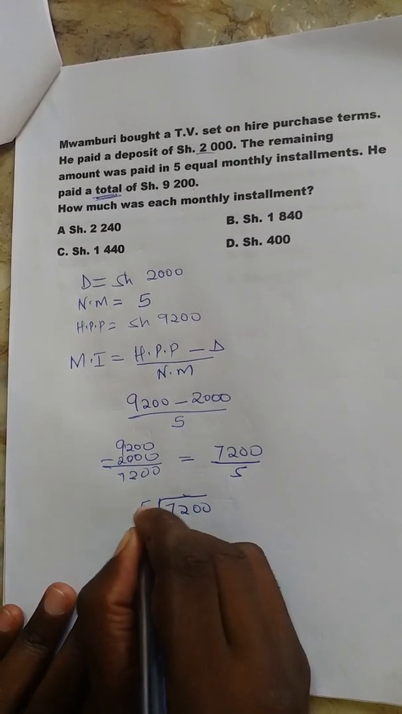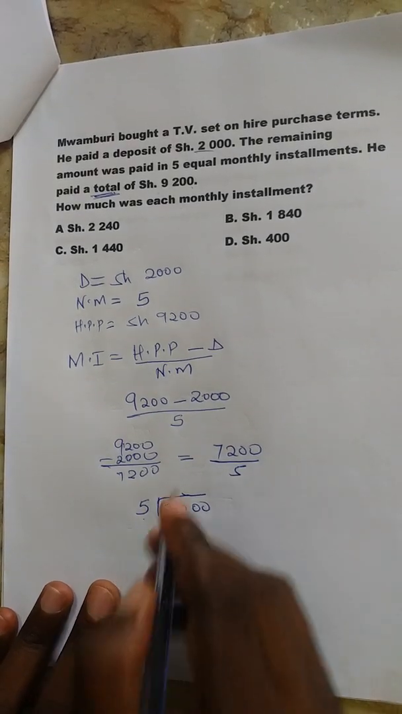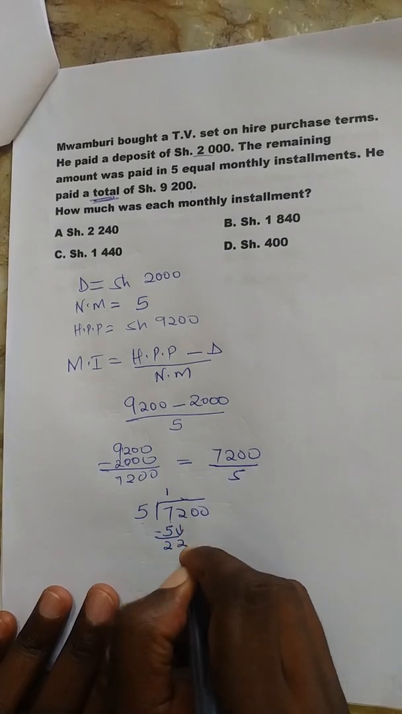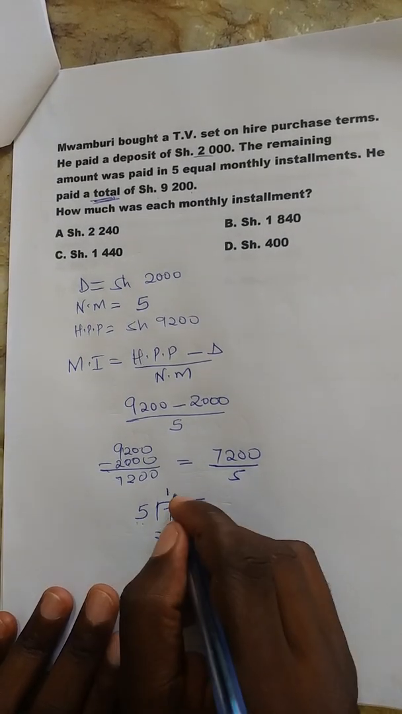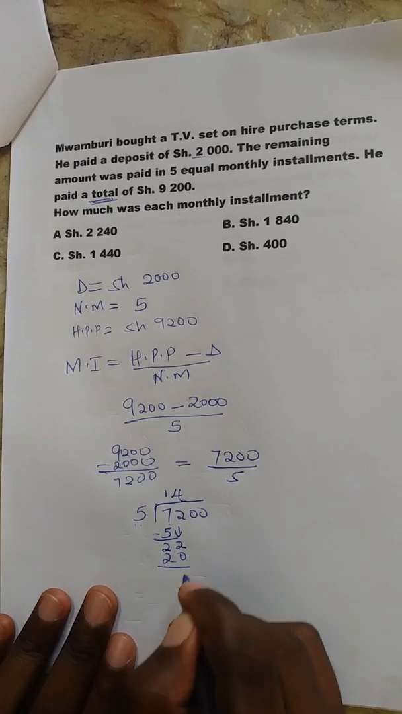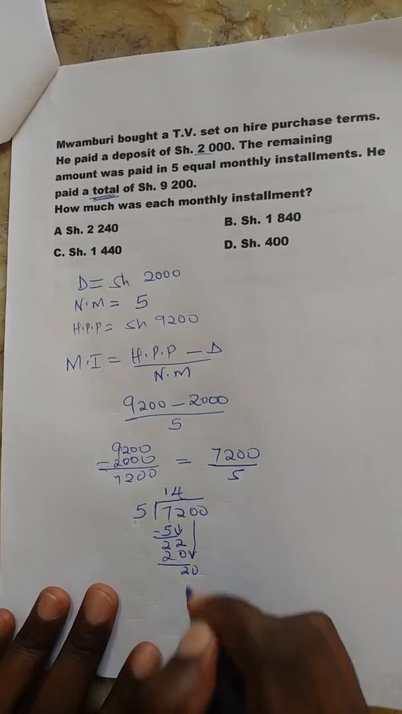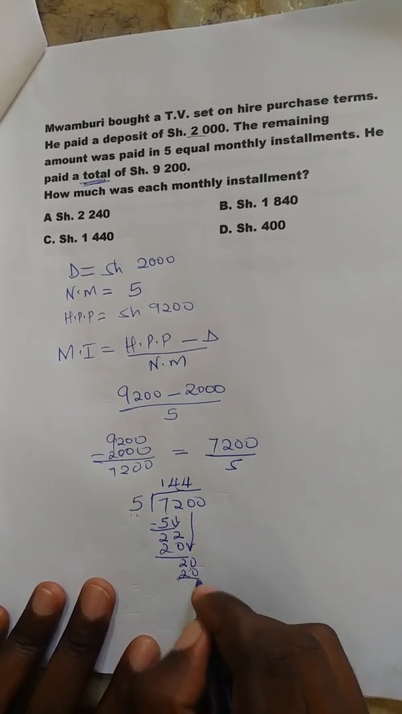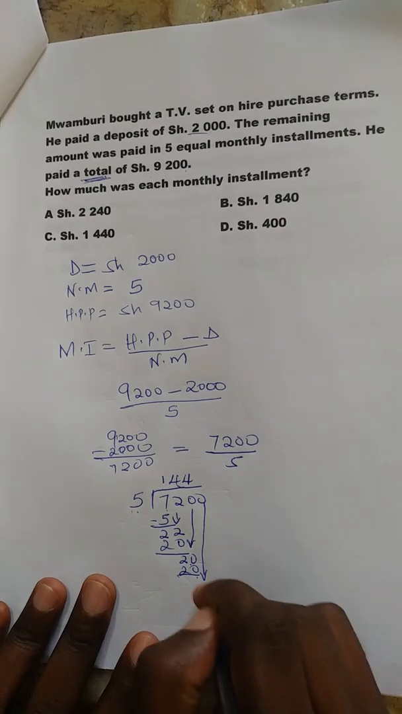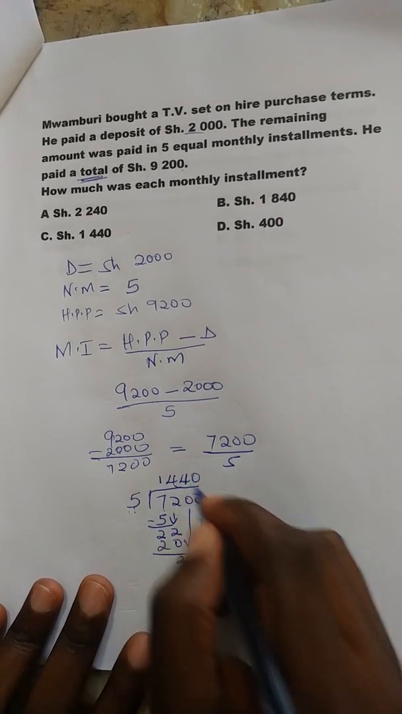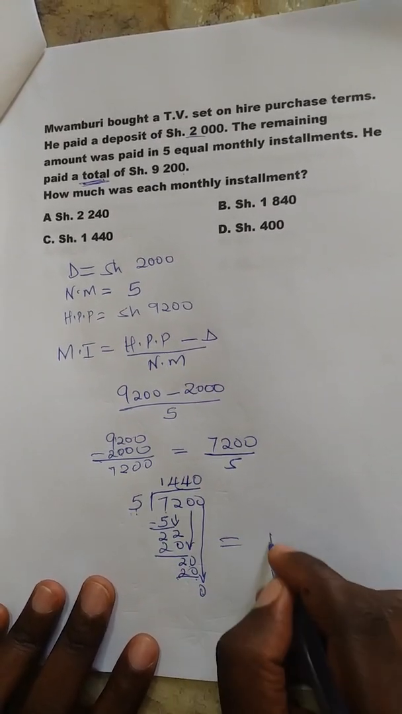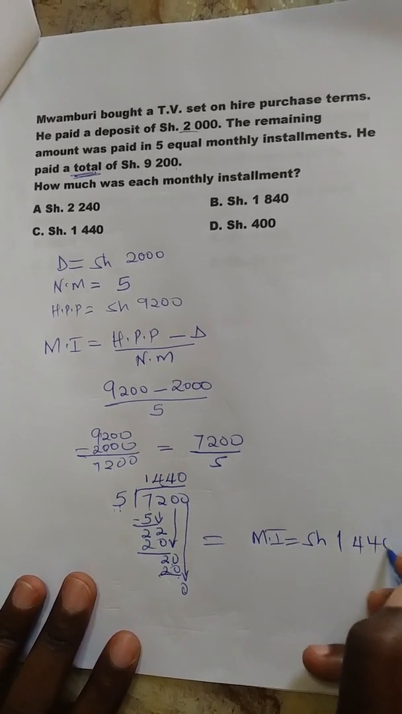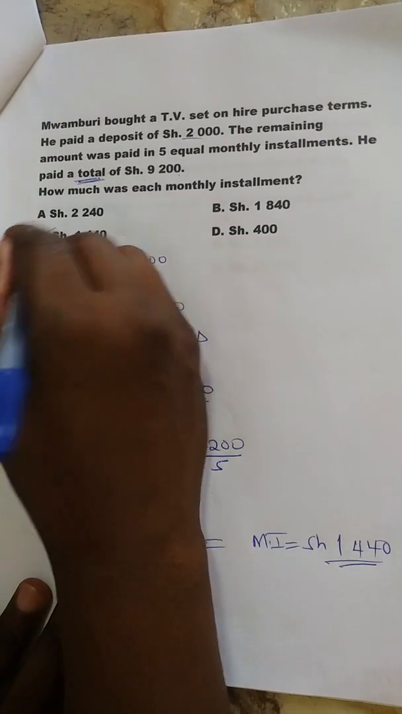7,200 divided by 5. 7 divided by 5, 1 because of 5, remainder 2. Drop 2. 22 divided by 5, it will be 4 because of 20, remainder 2. Drop 0. 20 divided by 5 is 4 because of 20, remainder 0. You drop 0. 0 divided by 5 is equal to 0. So our monthly installment is shillings 1,440. And our correct answer is C.